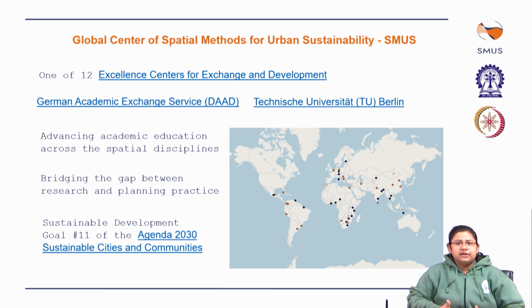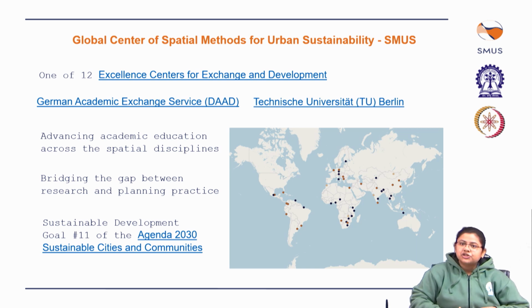This SMUS network aims to bring together global South researchers in advancing academic education across multiple spatial disciplines, because they believe that, given the differences in understanding methodologies across disciplines such as sociology, geography, urban planning, etc., it is important to form a common path to understand transdisciplinary ways of action, and this can bridge the gap between research and planning practices.